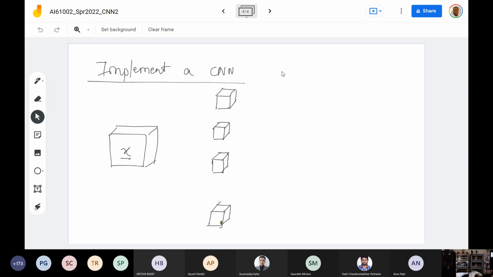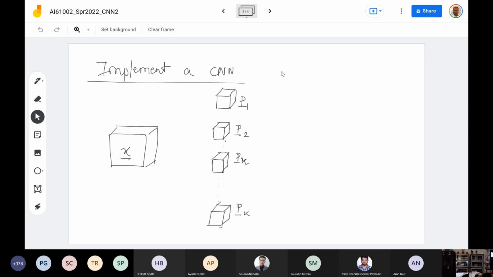Okay. Now, this I call P1. This I call P2. Like this, it keeps on going. This is some P small k, and this goes up to P capital K. So that's the K number of such convolution kernels which I have.